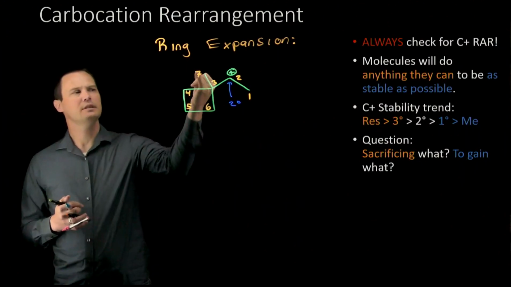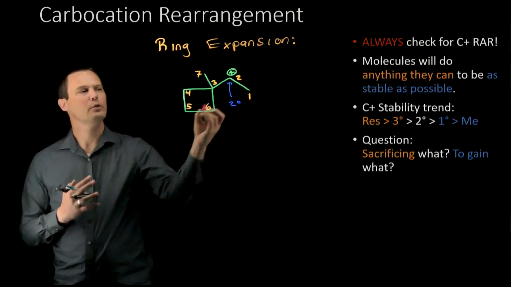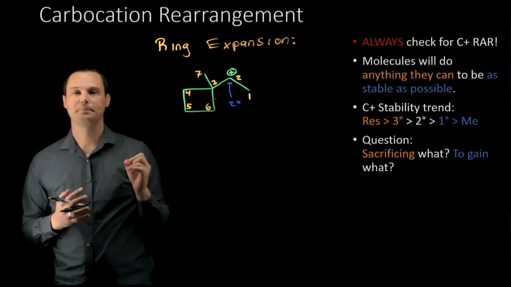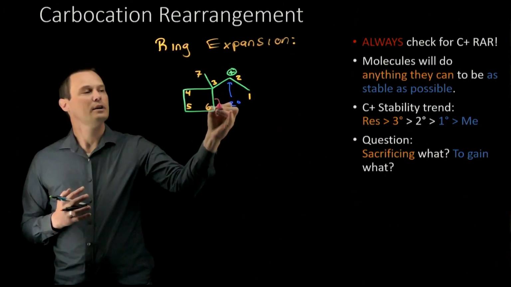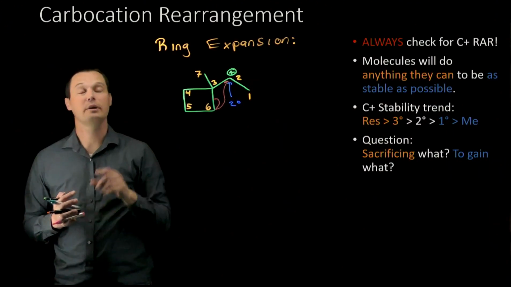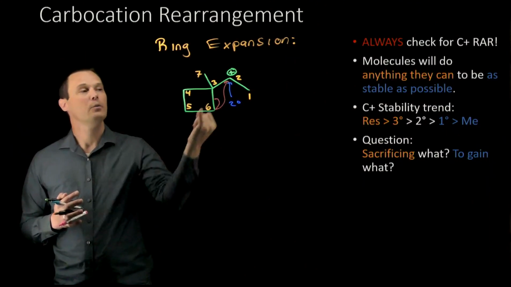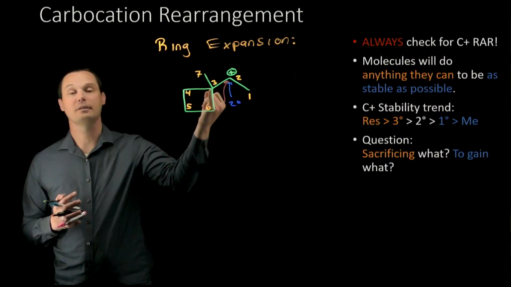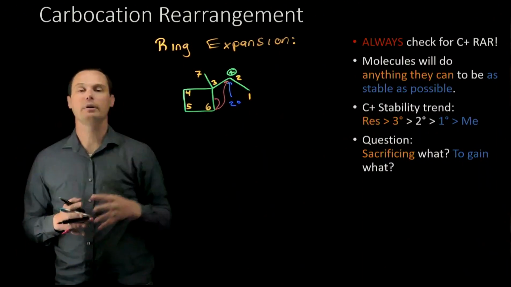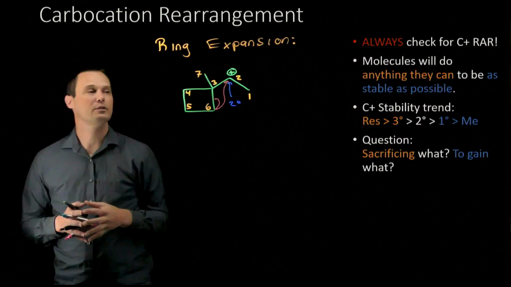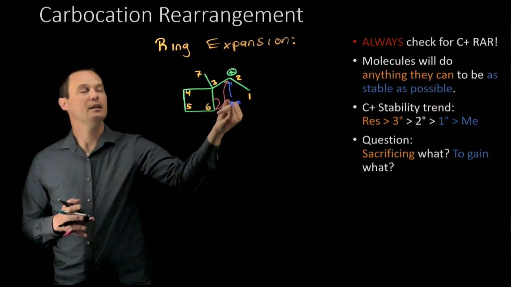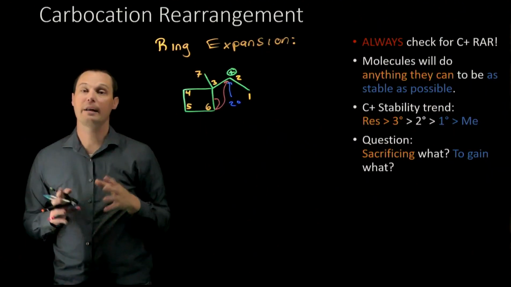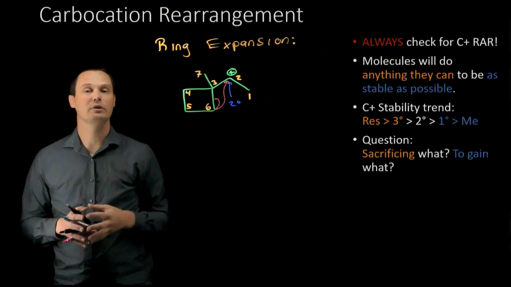So watch what happens. Instead of breaking the 3-7 bond, we're going to break the 3-6 bond. The electrons are going to stay with carbon 6, and we're going to form a new bond between carbon 6 and carbon 2. We're going to break the bond between carbon 6 and carbon 3, and form a new bond between carbon 6 and carbon 2. This is the ring expansion. This will sacrifice a secondary carbocation to gain a tertiary carbocation and make the ring bigger and more stable.